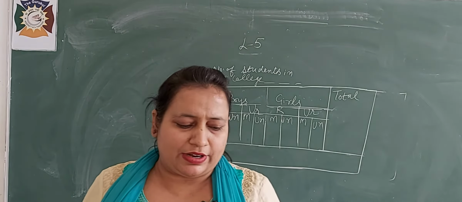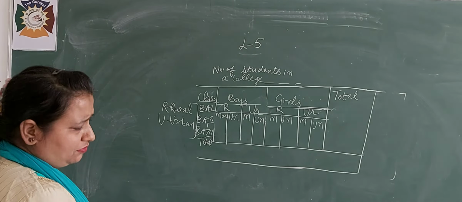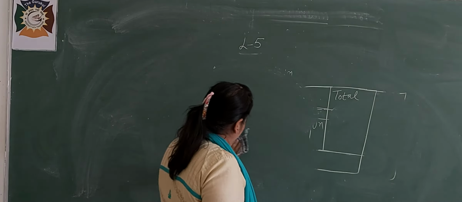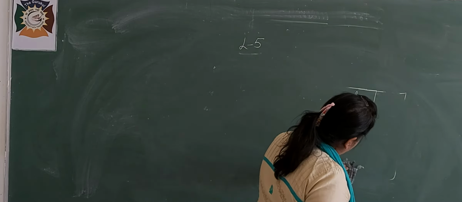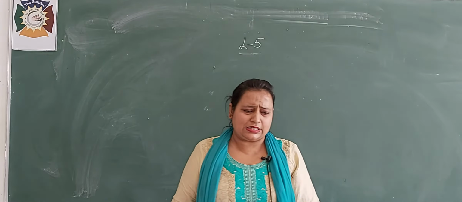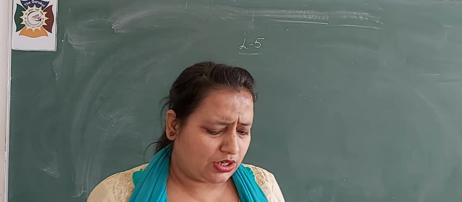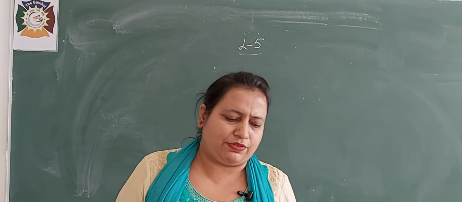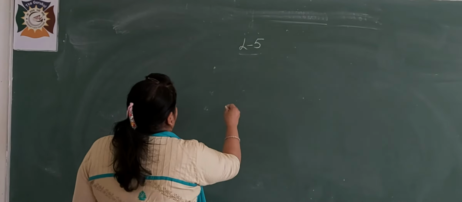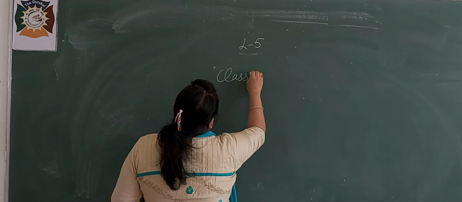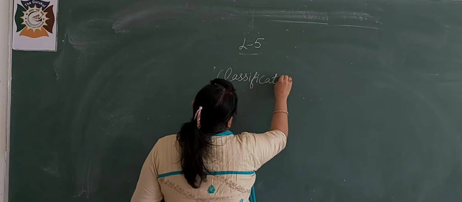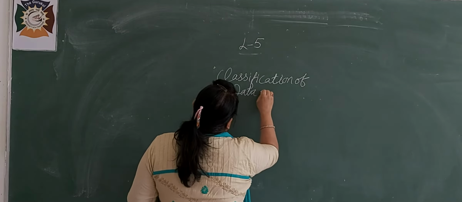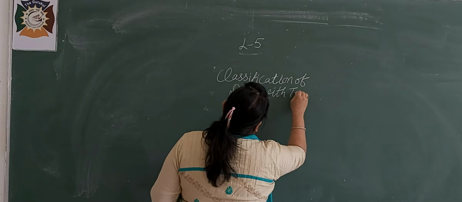Next is classification of data and tabular presentation. That topic you have already discussed. That is classification of data. Data is classified on 4 bases: qualitative classification, quantitative classification, temporal classification and spatial classification. Classification of data, I already told you, you have discussed in chapter 4. Classification of data with tabular presentation.